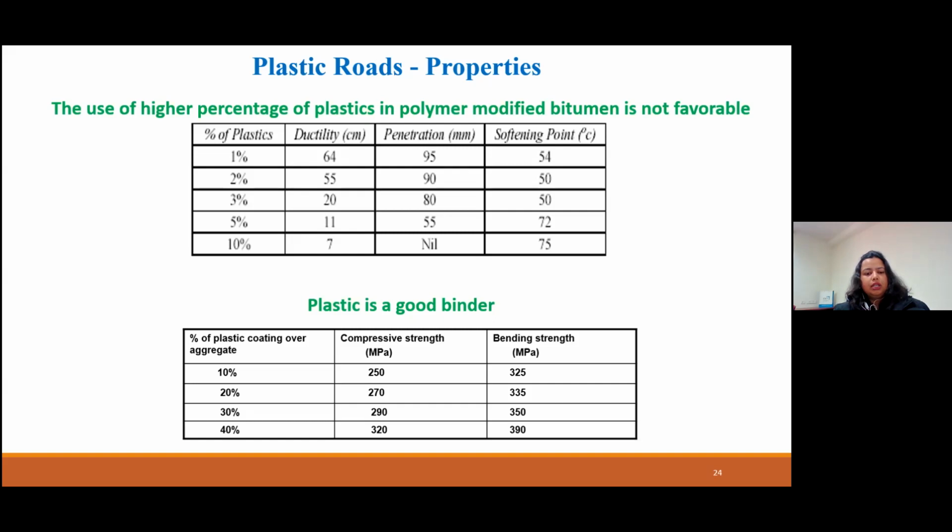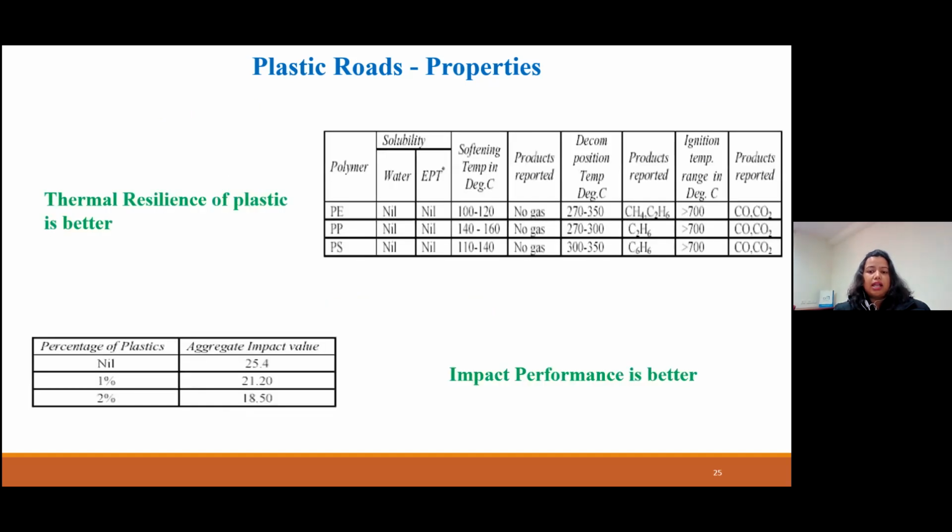So again, if you see the compressive strength and the bending strength of these aggregates which are coated with plastic, the more percentage of plastic coating is present in these aggregates, up till a ceiling, the compressive strength and the bending strength values are also showing a good increase. So the combination of these two, the plastic coated aggregates, are good as far as the performance indicators are showing.